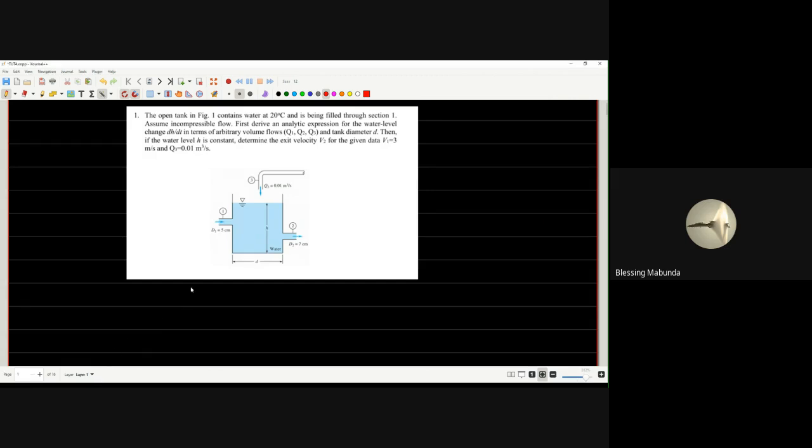Continuing, it says to first derive an analytic expression for the water level change dH/dt in terms of the arbitrary volume flows Q1, Q2, and Q3, and tank diameter D. Then, if the water level H is constant, determine the exit velocity V2 for the given data. V1 is about 3 meters per second, and Q3 is 0.01 cubic meters per second. So this is the volumetric flow.